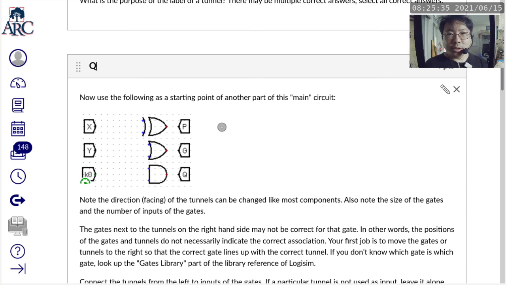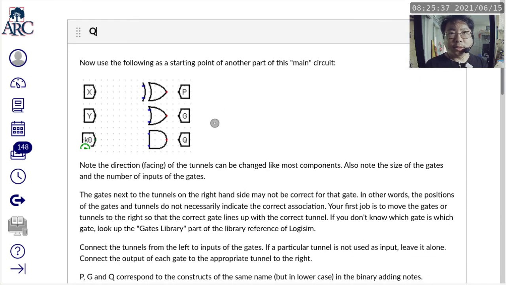So the question asks you to make the connections between the tunnels and also the other tunnels, P, G, and Q, using these specific gates over here. And in the question itself, it says quite specifically that the order is not necessarily right. So P may not be corresponding to this gate, G may not be corresponding to this gate, and Q may not be corresponding to this gate.